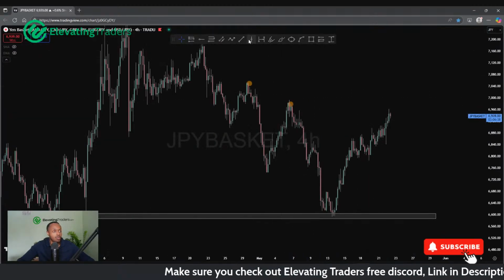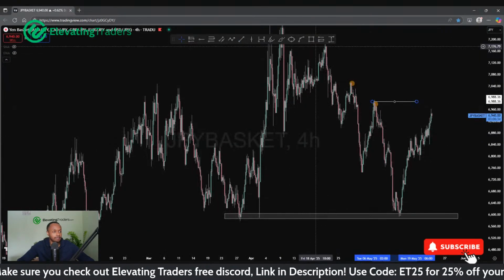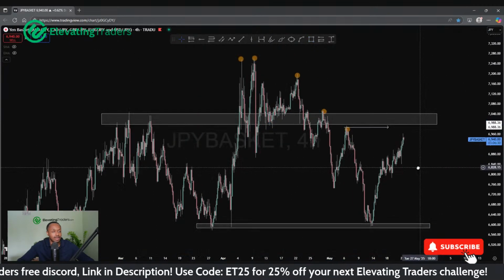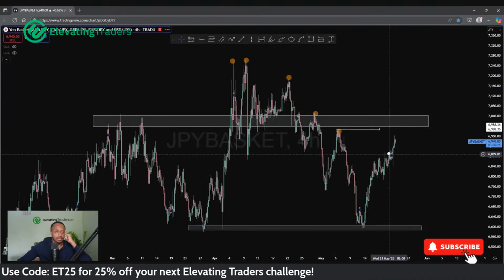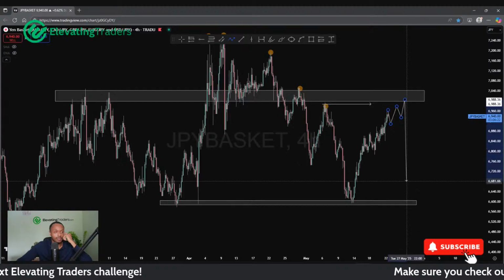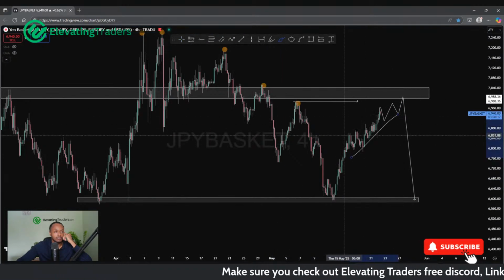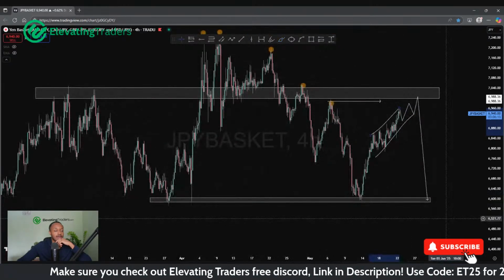If we do go and break structure here, that's where things get quite interesting. I'll probably still be looking to short as long as we can respect this 7K level. If we break through that, then I'll scrap that bias. To be honest, then I'll just expect continuation. But I am looking for us to roll over here for the yen. And that should be a pretty big swing as well if it does happen.